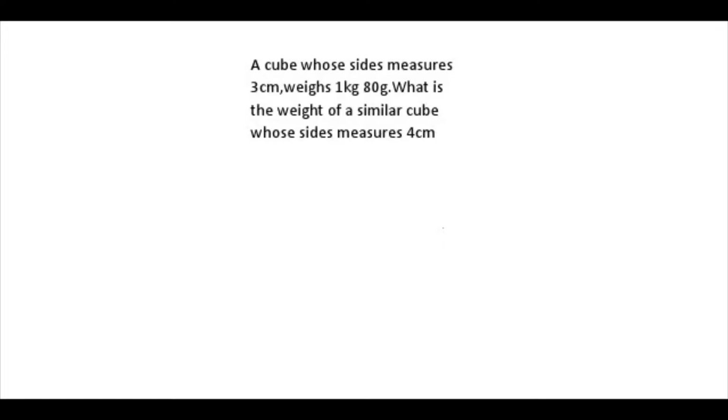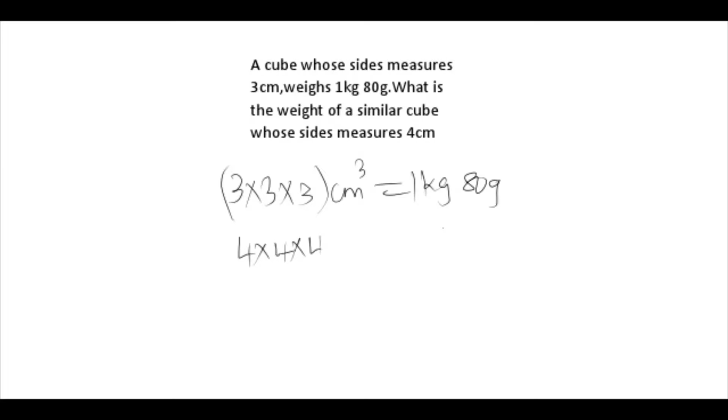A cube whose side measures 3 centimeters weighs 1 kg and 8 grams. What is the weight of a similar cube whose side measures 4 centimeters? So we have a cube which measures 3 centimeters, so we say 3 times 3 times 3. This will be centimeters cubic, equals 1 kg and 8 grams. Then what about a similar cube which measures 4 centimeters? So we have 4 times 4 times 4 centimeters cubic, will give us what?